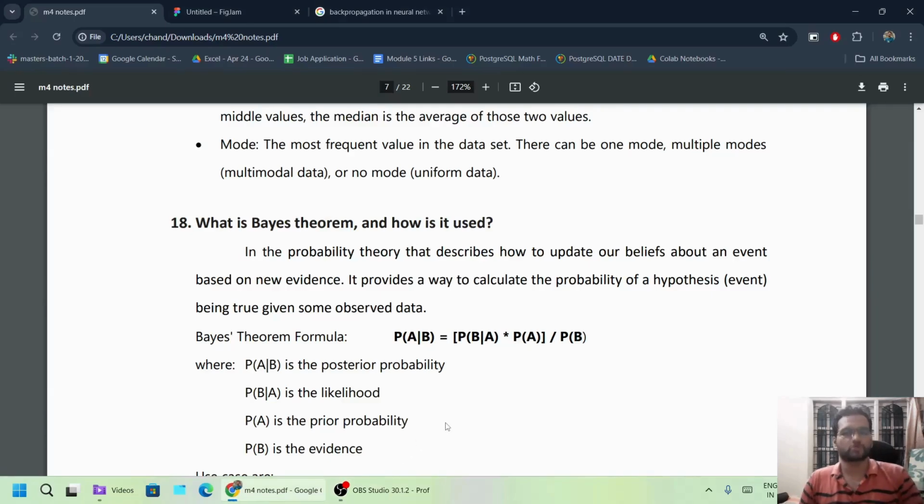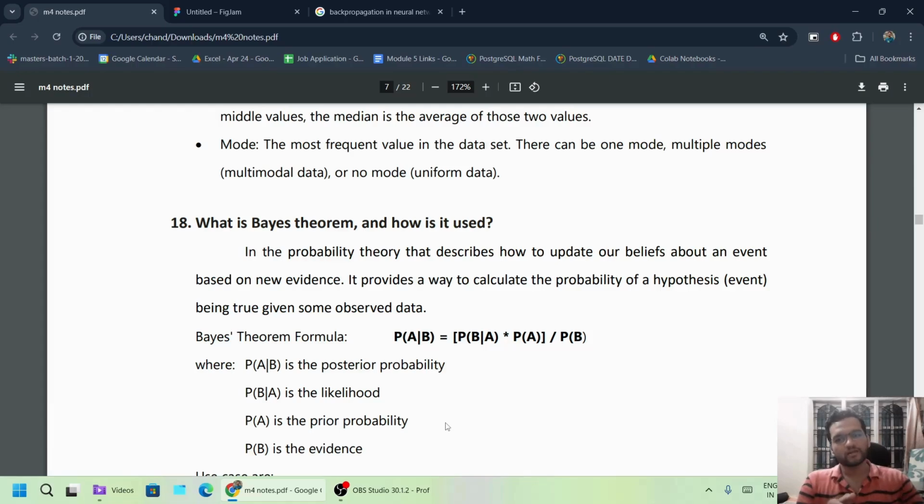Let us go ahead with the next question. What is Bayes theorem and how is it used? Bayes theorem is a probability theory that describes how to update our beliefs about an event based on new evidence. It allows us to calculate the probability of a hypothesis being true given some observed data. Before going to the formula, I will give an example of how it works. If a patient goes to a doctor and tells the symptoms, like I have a cough, I have a cold, I have some fever, like this.